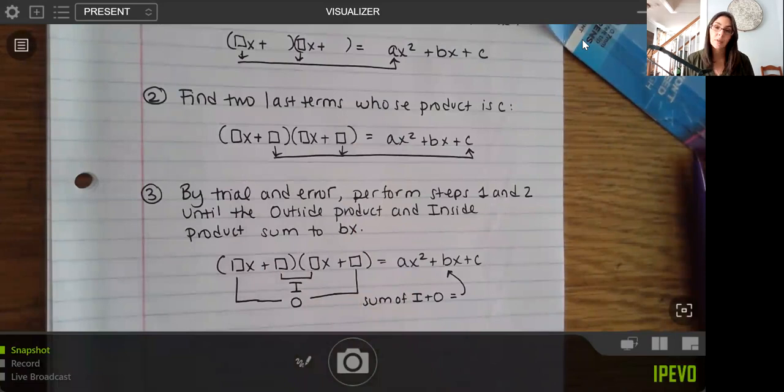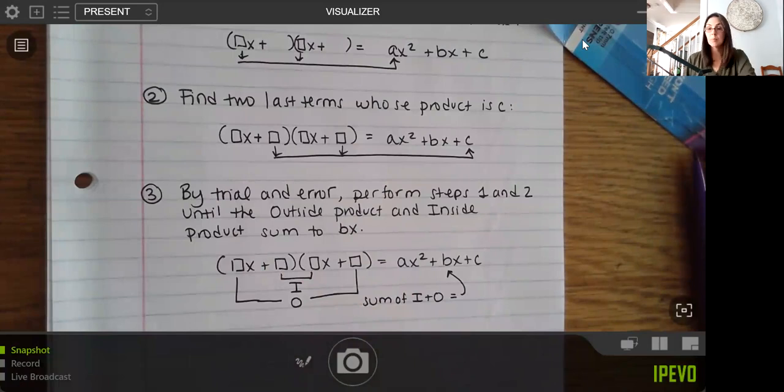So if you tend to be a person who's really good with your multiplication tables, then this is a technique that you could perform probably pretty quickly. But it is trial and error. It is true trial and error where you have to think about the combinations that a and c could be for their factors and which ones are going to work so that when you multiply it out to check, you get your original answer.